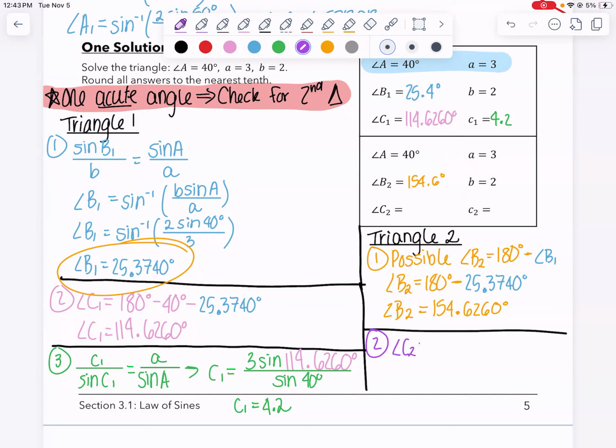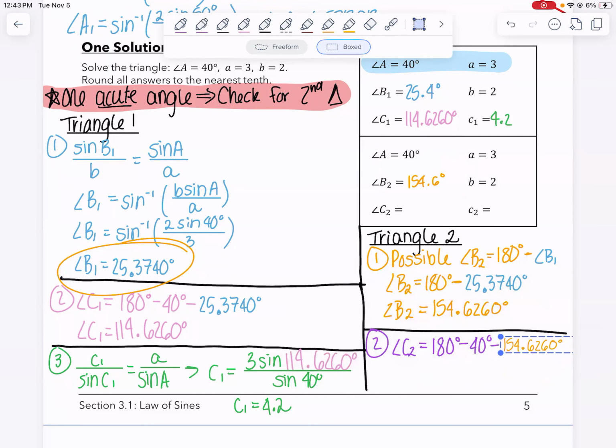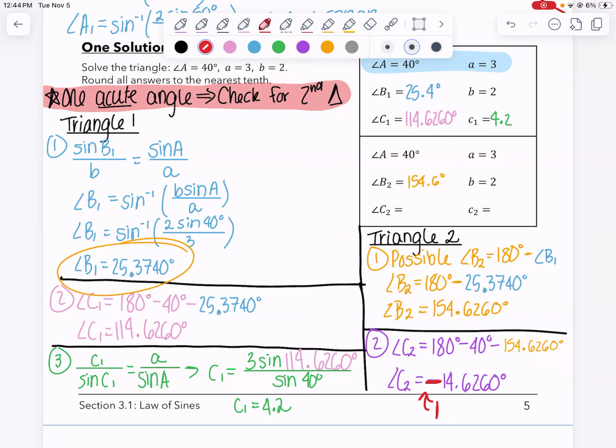So angle C2 is going to be 180 degrees minus the other two angles in the triangle. One of them is 40 degrees. The other one is 154.6260. If you plug that into your calculator, you're going to get negative 14.6260. And you can't have negative angles, right? No negative angles. So there is no second triangle.